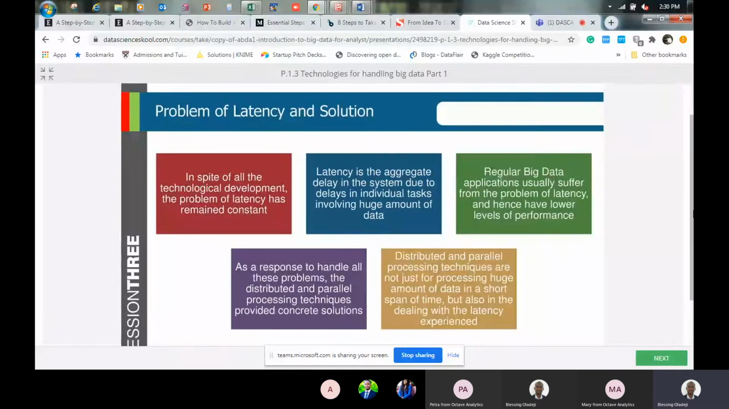Most of the time we try to solve the problem of speed and the problem of waiting, and that problem is called the problem of latency. So latency is just the delay. It's the aggregate delay between all the systems, between when a job is done and when the result is out. So in spite of all this technological advancement, all this concept of Hadoop technology, distributed computing, parallel computing, there is still the problem of latency, which is the aggregate delay due to individual tasks involving a huge amount of data or a huge amount of processes.